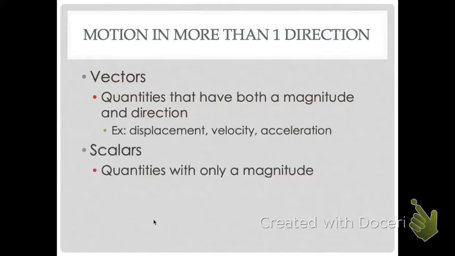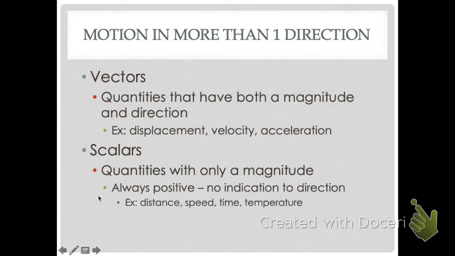Scalars are the quantities that we've learned that only have magnitude. They don't include direction. These are things like distance, speed, time, even temperature, right? I know temperature can have a negative, but it doesn't include direction, right? So those are all examples of scalars.